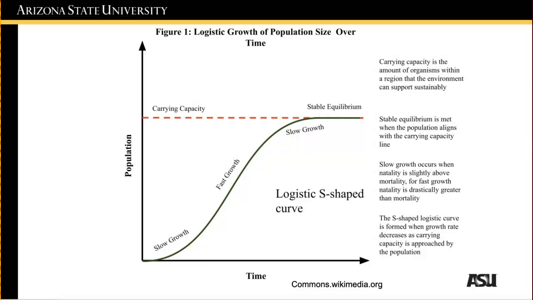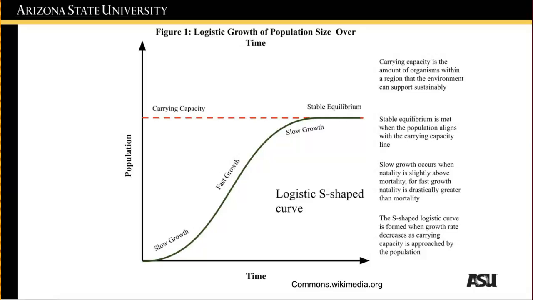So when we look at the carrying capacity, this is the number of organisms within a region that the environment can support sustainably so that it can sustain the population over time without losing individuals. It can sustain a maximum. The stable equilibrium is met when the population aligns with the carrying capacity line. Makes sense? Stable equilibrium, number of deaths and births are in equilibrium.